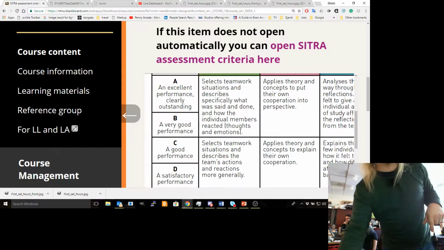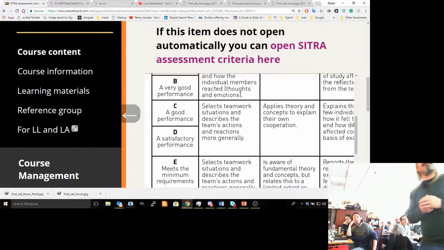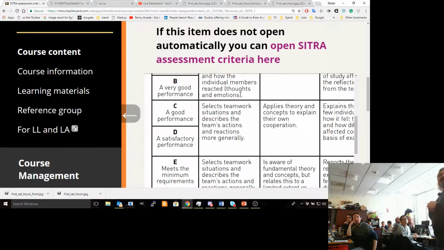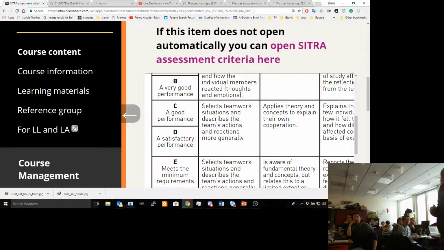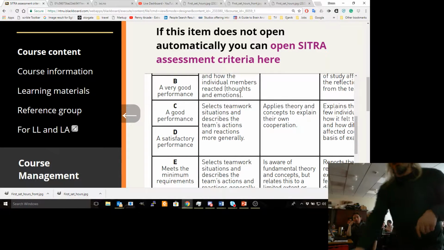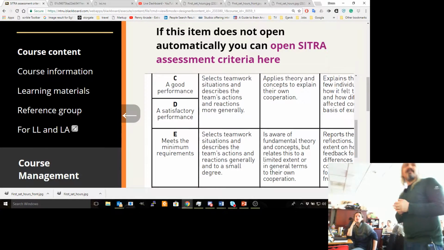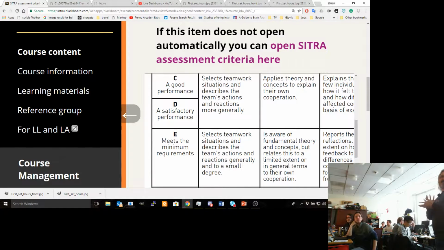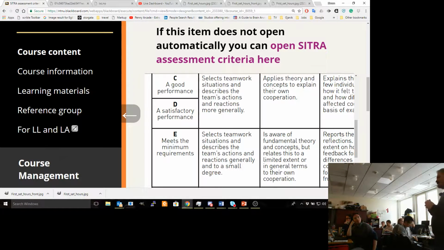If you're in the C/D category, you select teamwork situations and describe the team's actions and reactions more generally. Right? So you just pick fairly clear, general things. You've not really been specific. You've not identified specific interactions or individuals. And to merely meet minimum standards, you select teamwork situations and describe the team's actions and reactions generally and to a small degree. So you only write a little bit and you don't really describe it well. And that takes you down to an E.